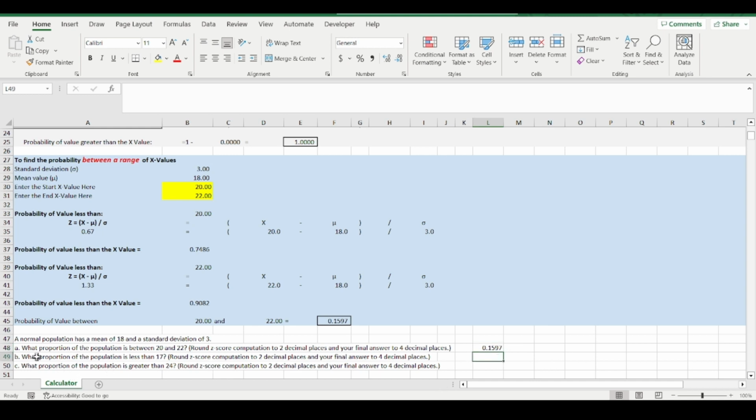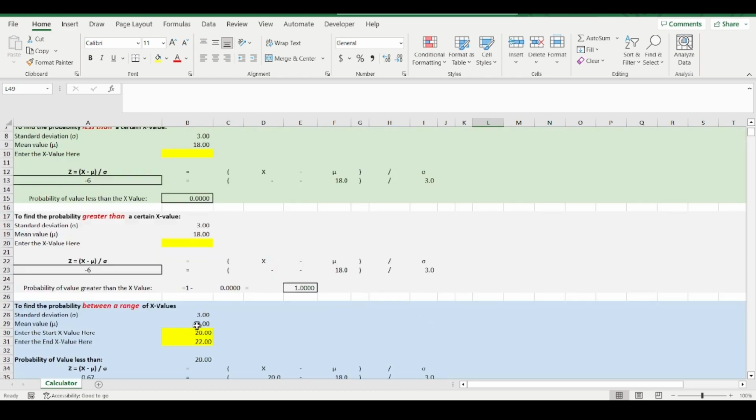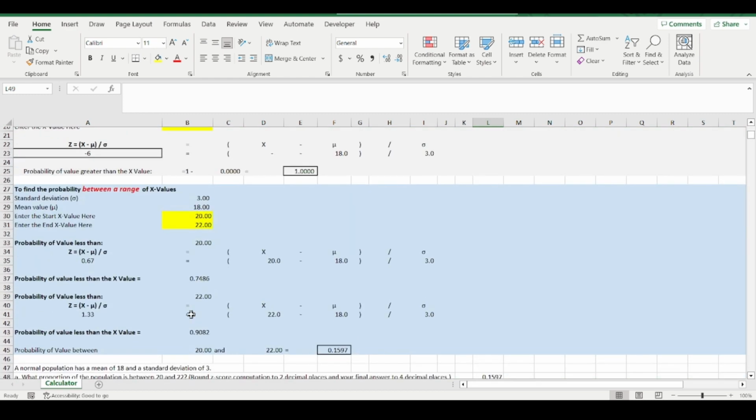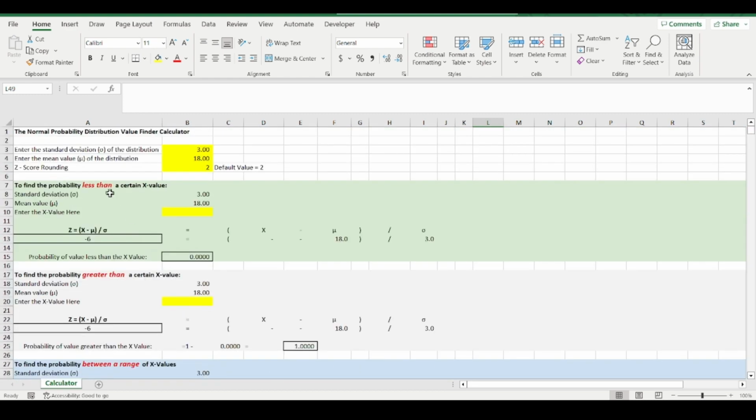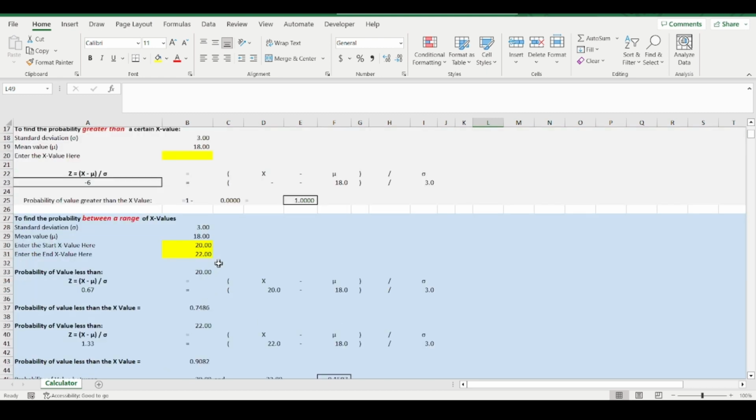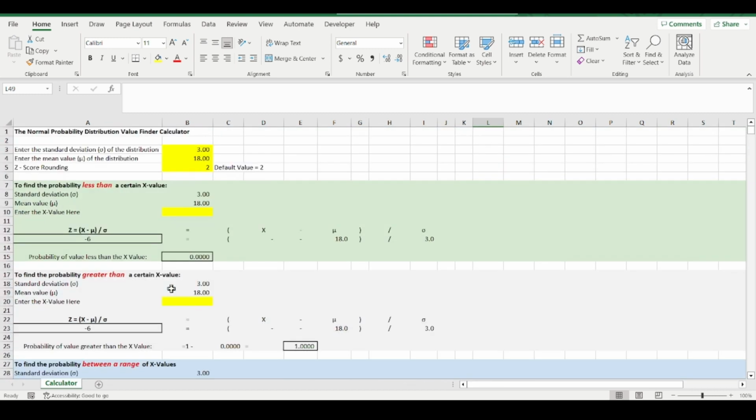The next question, what proportion of population is less than 17? Right, so what proportion of values are less than 17? Right, so this is less than, so we go and look over here to find the proportion of values less than a certain value. Right, and the value they gave us was 17. So just type in 17 over there. And there we have it.